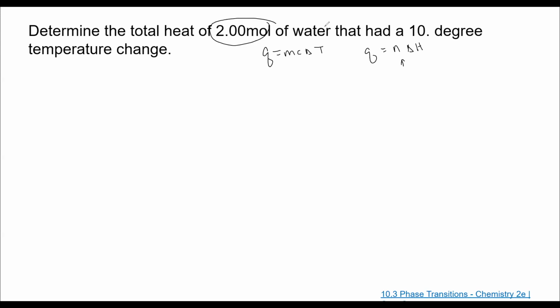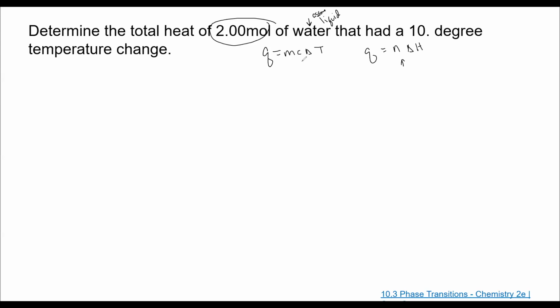Determine the total heat of water that has a 10-degree temperature change. Okay, so that's not a lot of information, right? That's really, really vague, and they did not tell us if this is a solid, liquid, or gas. But typically, if you just see water, that would be liquid water. So if you don't have any other information, you can write up there, assume liquid. Hopefully most of the time they will tell you that. All right, so we have liquid water.